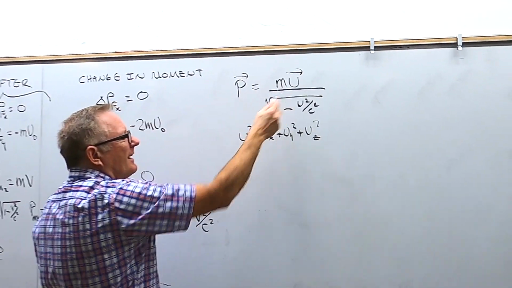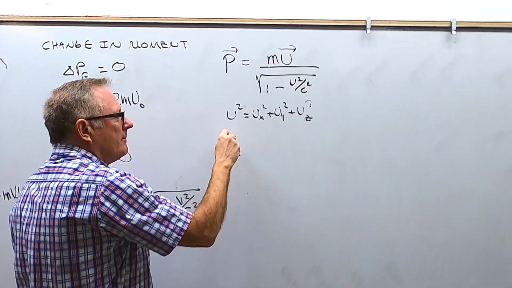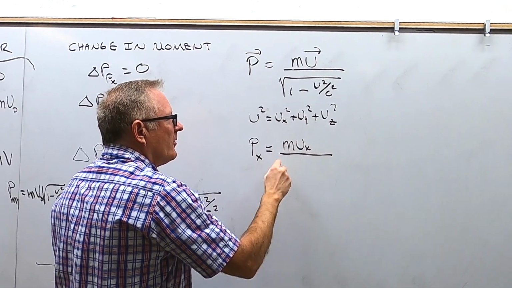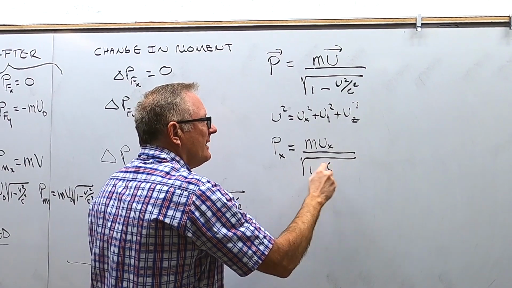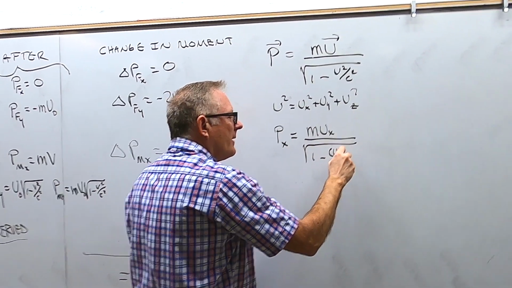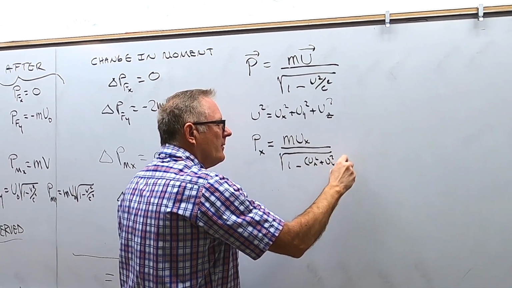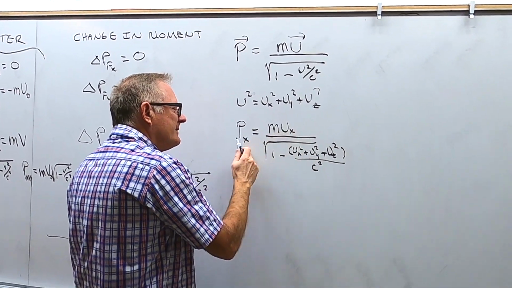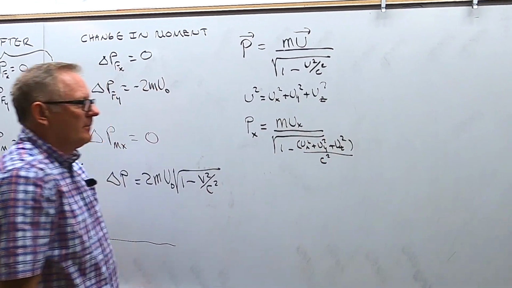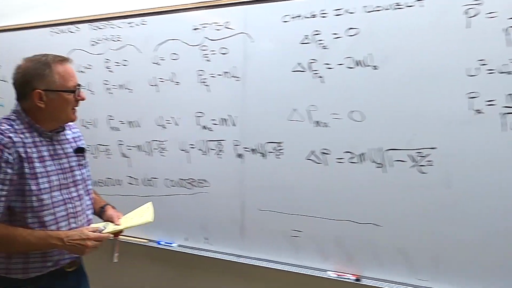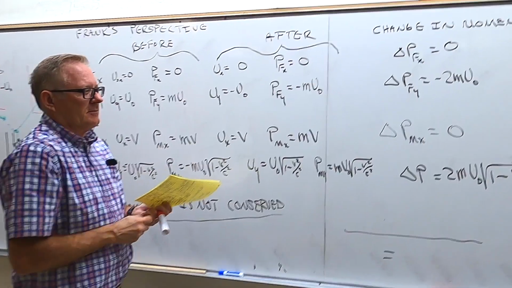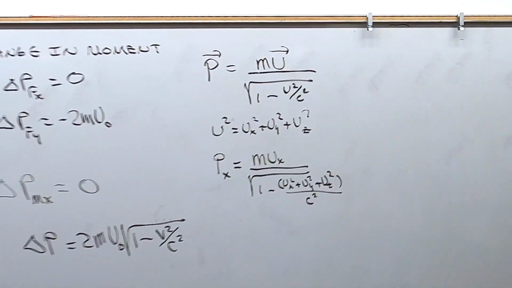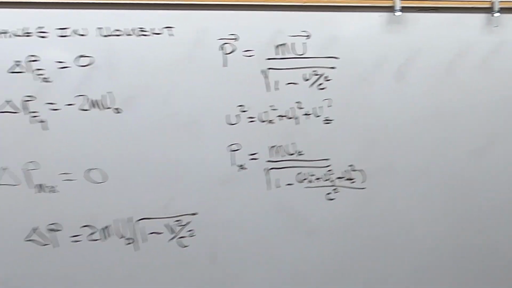And so if we just wanted to get the x component of momentum, that would just be mux all over the square root of 1 minus, and then here you'd have to put all three of ux squared plus uy squared plus uz squared all over c squared. And for y, you'd put a y there, for z, you'd put a z there, but this would stay the same. So let's just see if that works right there. If that works, maybe we'll just put the changes. I won't redo all this. We'll just make the changes here.